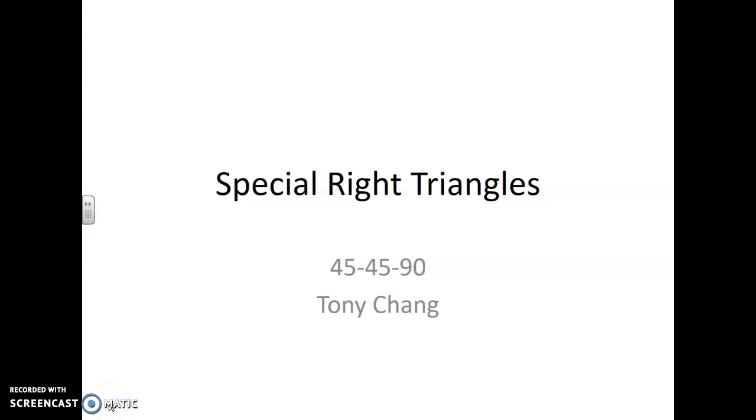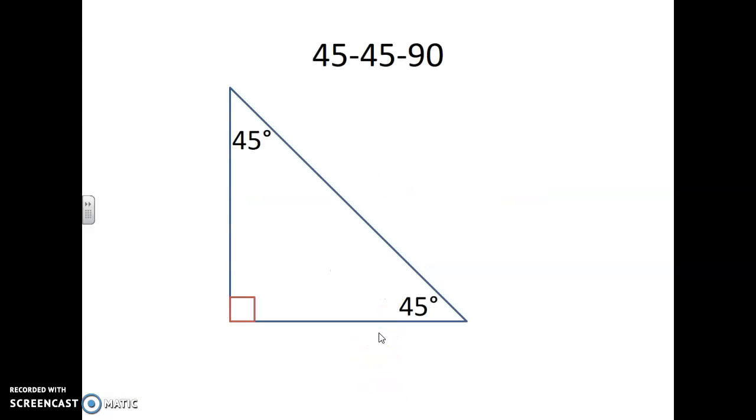In this lesson, we're going to go over special right triangles, 45, 45, 90. This is what a 45, 45, 90 degree triangle looks like. And if you have one side, let's call it x, then you know the other side will be the same because it's an isosceles triangle. The 45 degree angle here and the 45 degree angle here means that these two sides will also be the same.